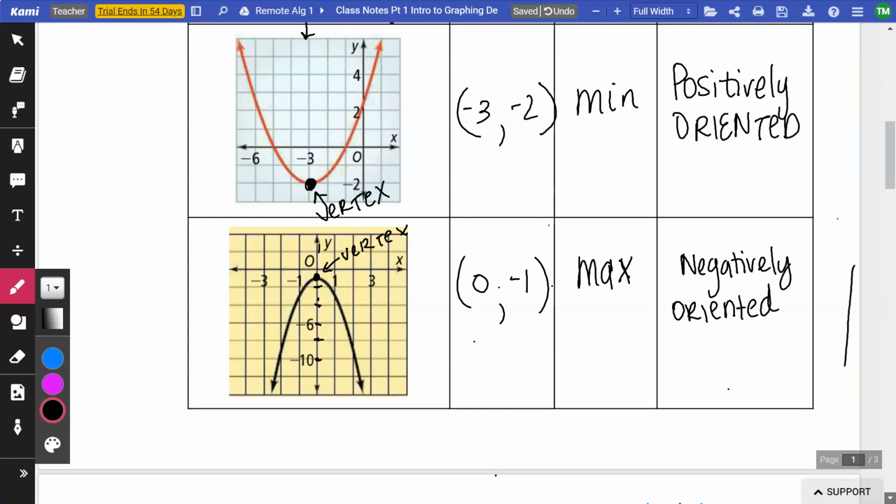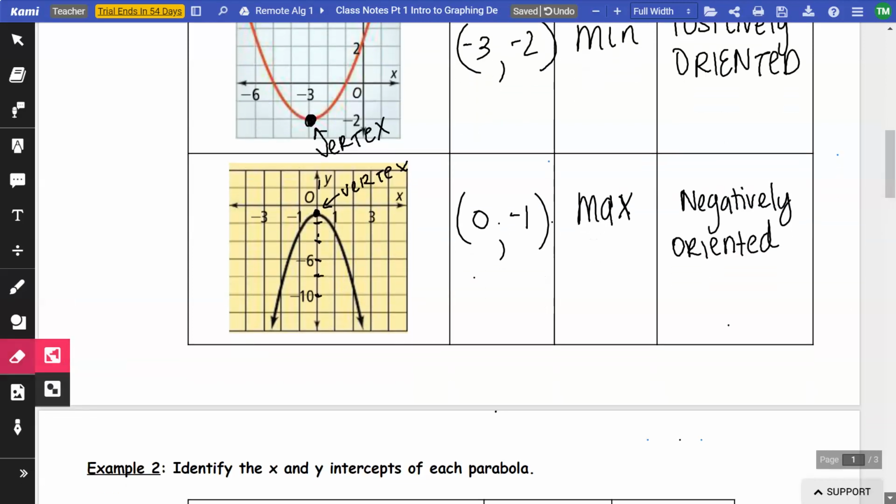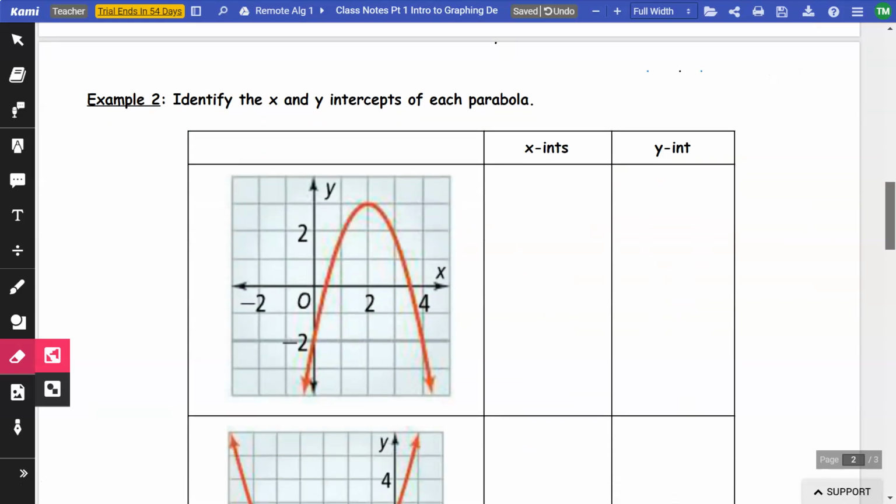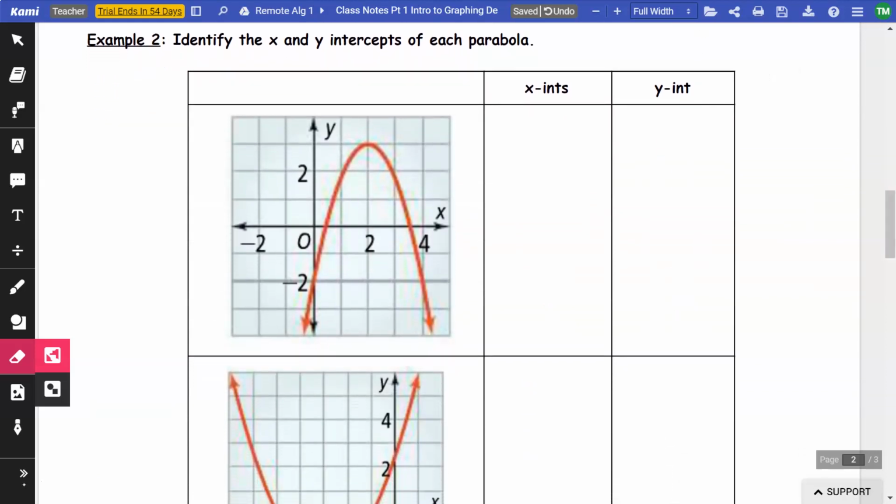Moving on to the next part of our notes. For some reason, it's not letting me scroll. Sorry. All right, so for example 2, we're going to identify the x and the y intercepts of each parabola.